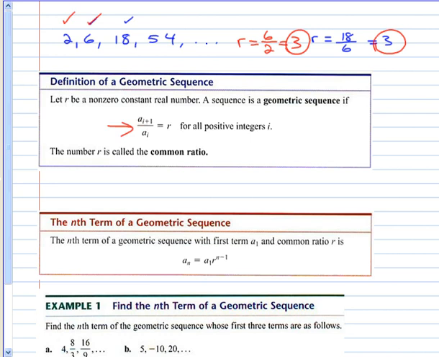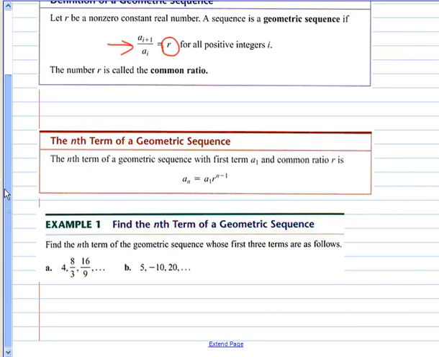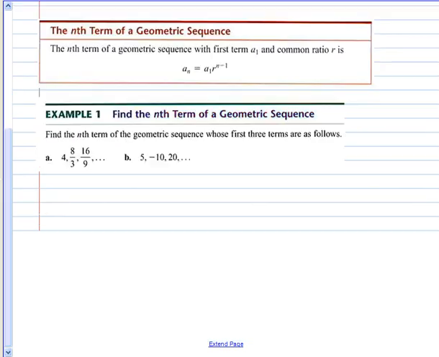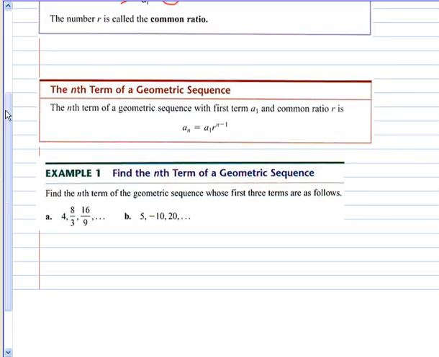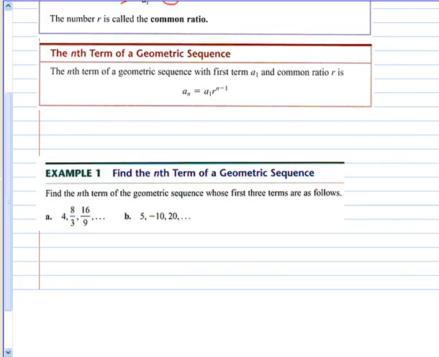Here's the formula for it. A sub i plus 1, that means the next term after the a sub i term, divided by the a sub i term, the previous term. So we get that common ratio. They're called geometric sequences. Just like on the arithmetic sequence, for an nth term, or the general expression, we had an equation that would find us the third term, or the second term, or the fifth term. Well, there is an nth term formula for geometric sequences.